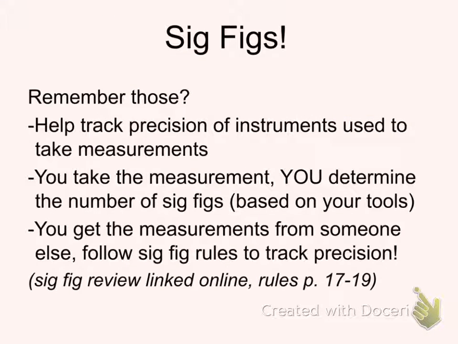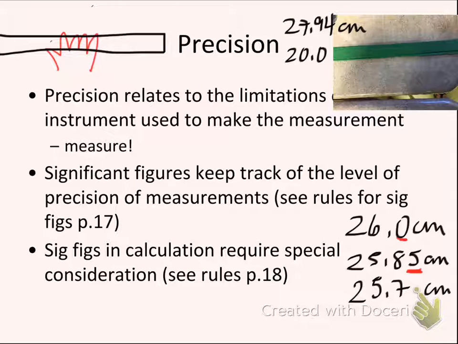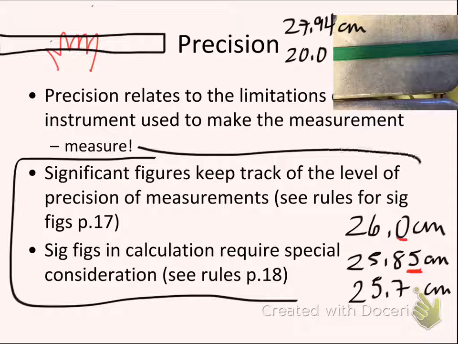Question? There is a sig fig review that's linked online. If you forget, the rules are on pages 17 through 19 of the book, and that's all the stuff that you should look back over. We will not spend much, if any, time on it, because I really want to do some conversions with you, because those are much harder. Tutorial is linked in the plan, and the book's pages are listed there.